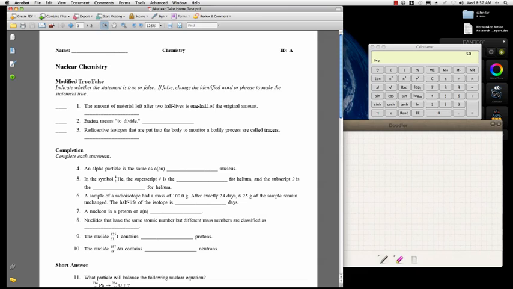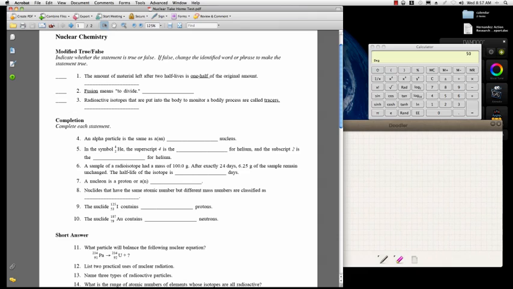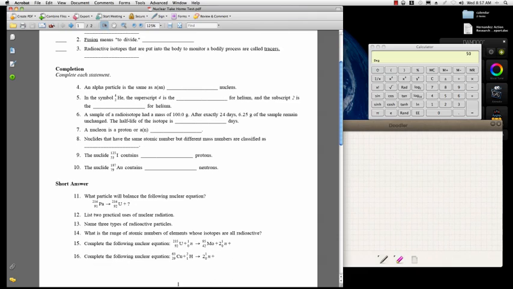Number 3 is true. Radioactive isotopes that are put into the body to monitor processes are called tracers. Moving on to the completion.